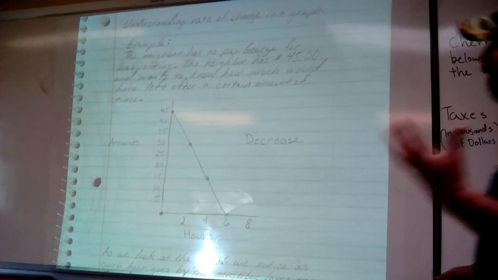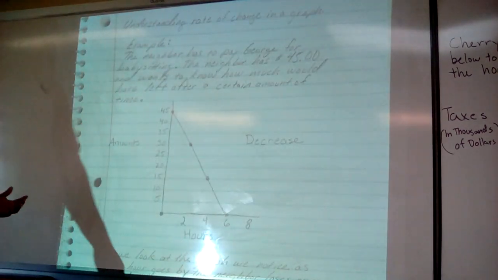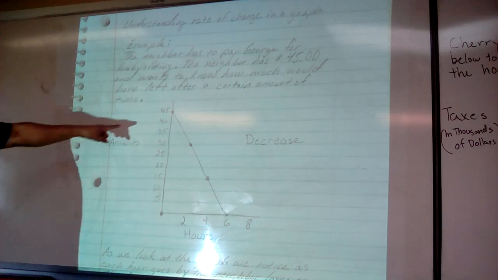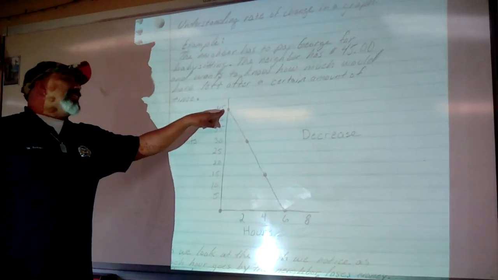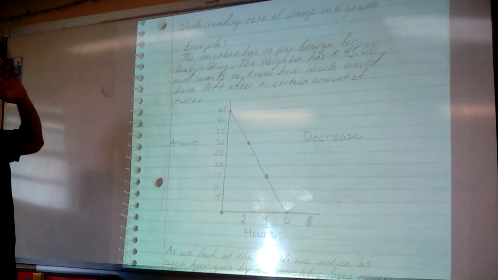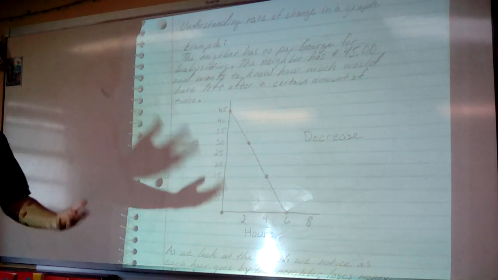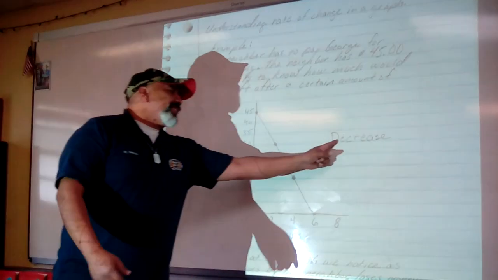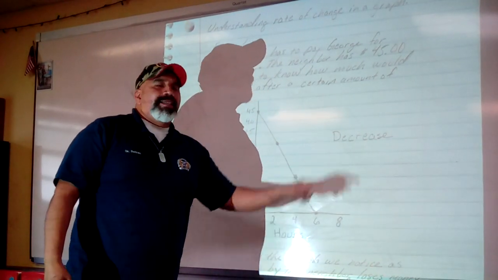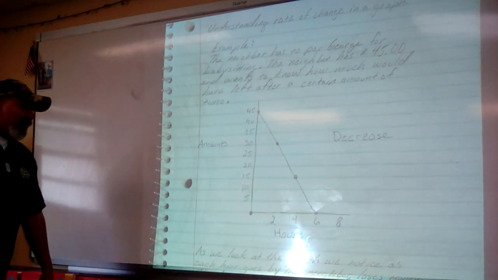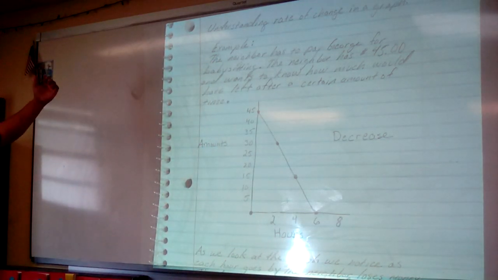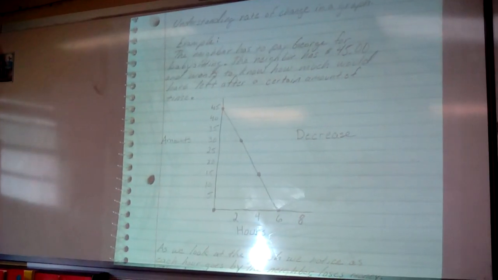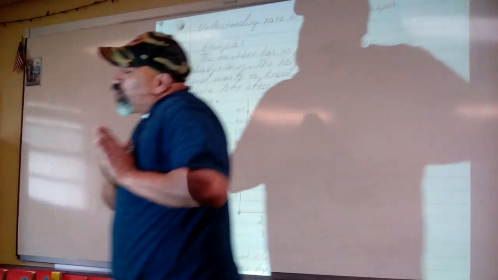In this example, the neighbor has to pay George for babysitting. The neighbor has $45, and wants to know how much he would have left after a certain amount of time goes by. So at this time, he starts at $45. He's beginning at $45. And as each hour goes by, he's losing money. He's not gaining money because he has to pay for the babysitter. So he's noticed that this line is a decreasing line. It's decreasing. As we look at the graph, there's some things that we're going to notice, like I just mentioned, that it's decreasing, it's going downward, like we're reading a book towards the right.